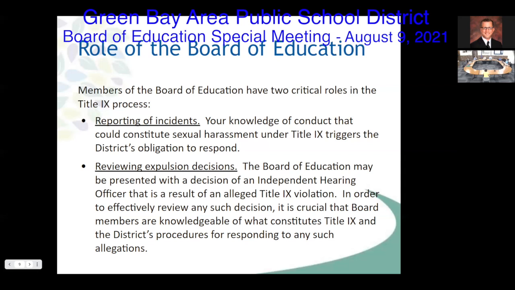You have to remember that the district must presume that a respondent is not responsible for the alleged conduct until a determination is made regarding responsibility under Title IX. In other words, the district cannot impose any disciplinary action against the respondent until the district completes its formal Title IX grievance process and makes a determination that the respondent engaged in conduct that violated Title IX. The expulsion would be part of that formal grievance process, and you would be an extension of that.